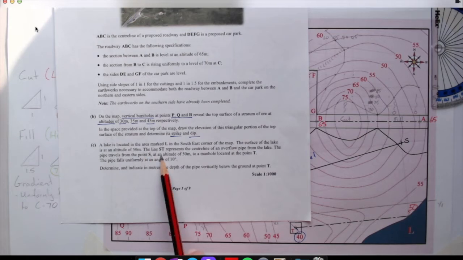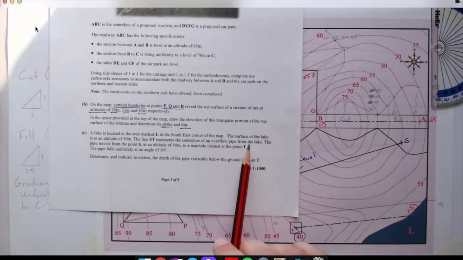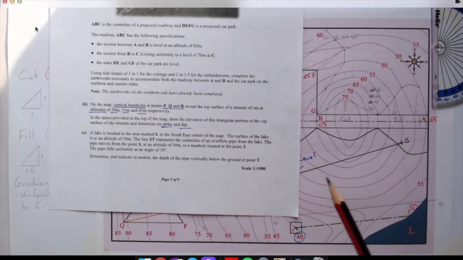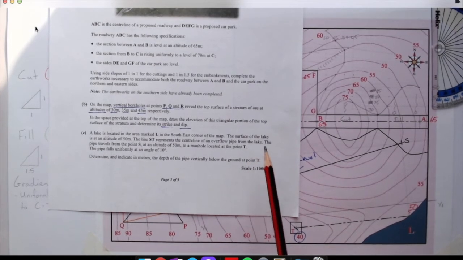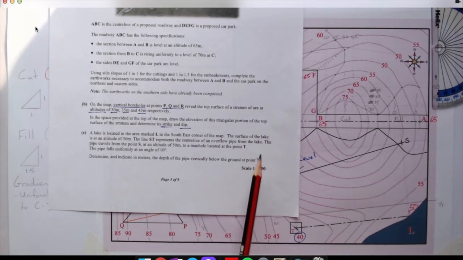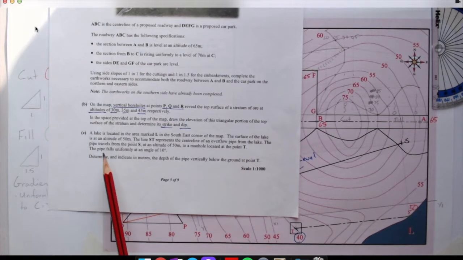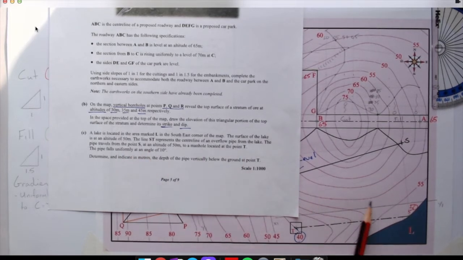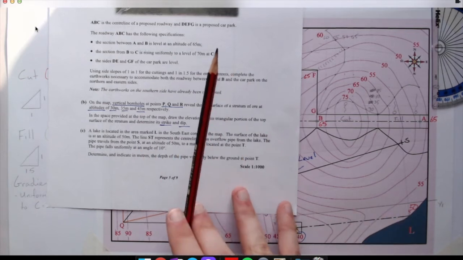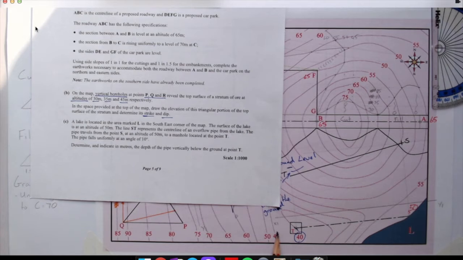The line ST represents the center line of an overflow pipe of the lake. So if the height of the lake is too high, then the overflow pipe takes water, basically. The pipe travels from point S, at an altitude of 50, S being at the height of the lake, to a manhole located at the point T. So there's a manhole down here, for them to inspect it or whatever like that. The pipe falls uniformly at an angle of 10 degrees.